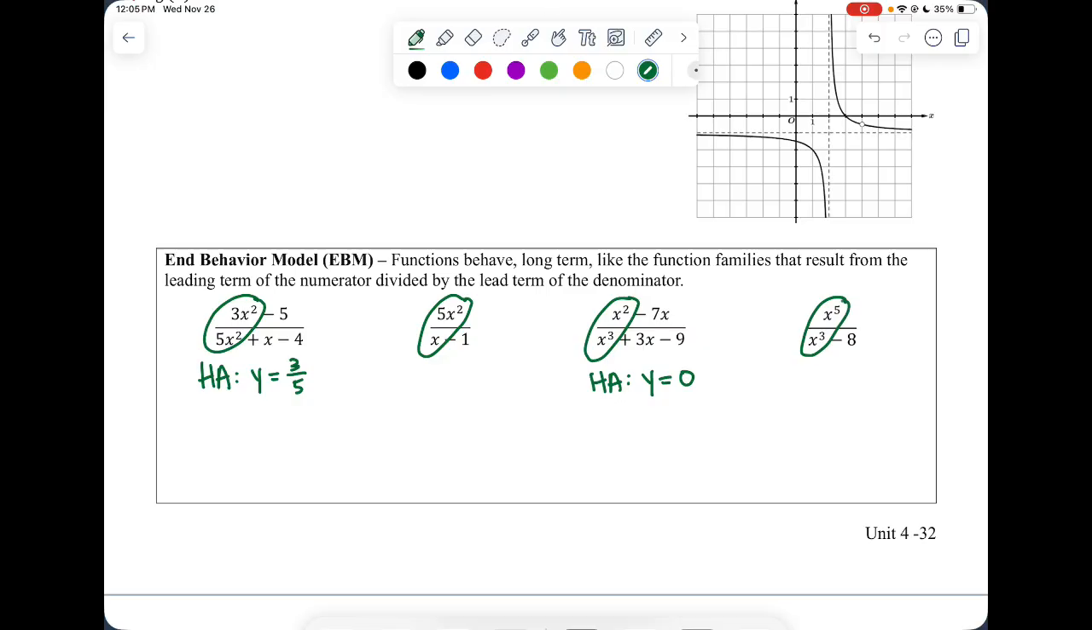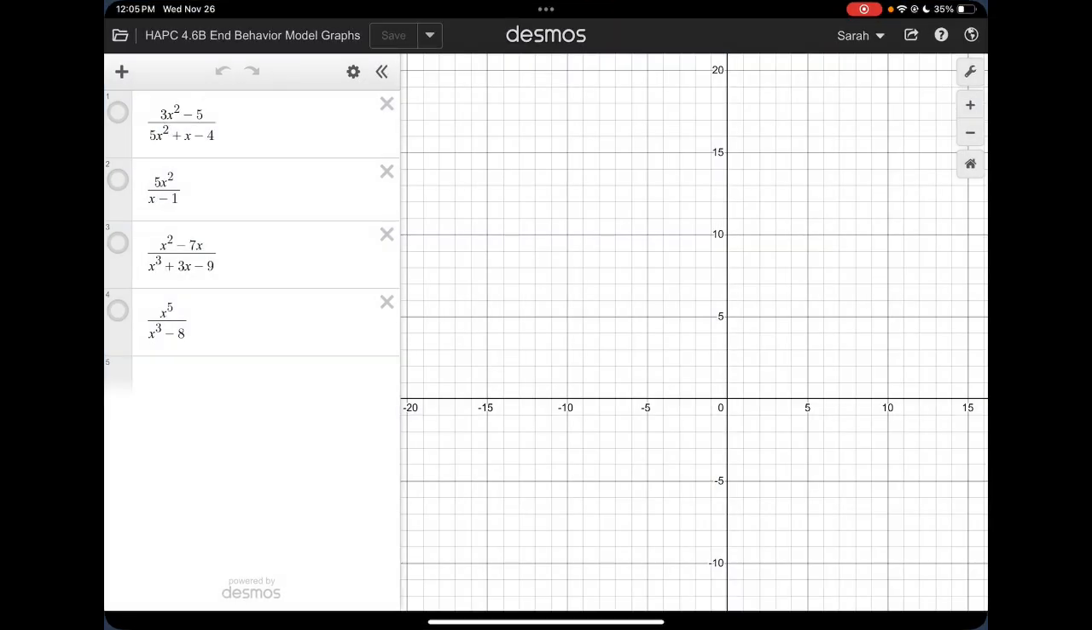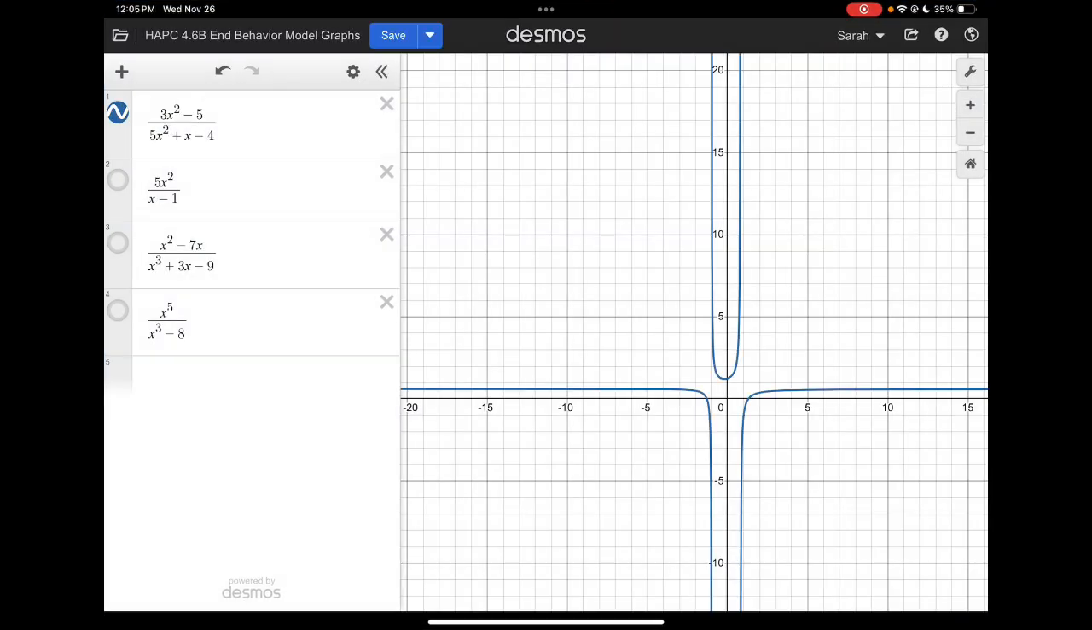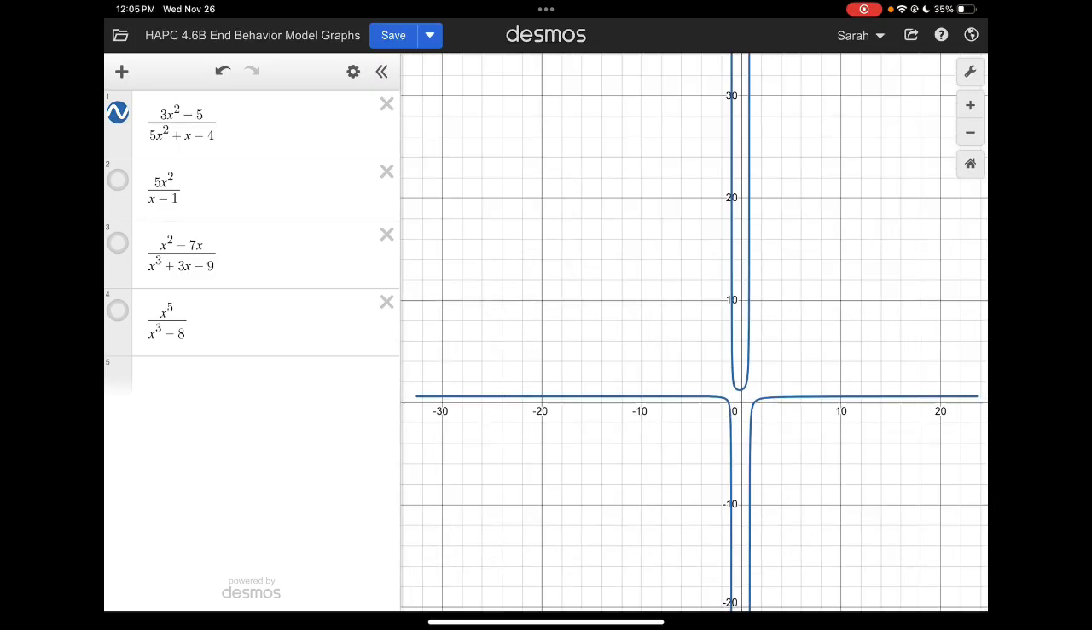And so let's look a little bit more closely at the graphs of these functions, okay? So first, I have that first one. We said that our horizontal asymptote was y equals 3/5. And so for an end behavior model, we want to think long-term about these functions, okay? I'm not just looking at your -10 to +10 graph. I'm talking about what happens when I zoom way out. And so here we go.